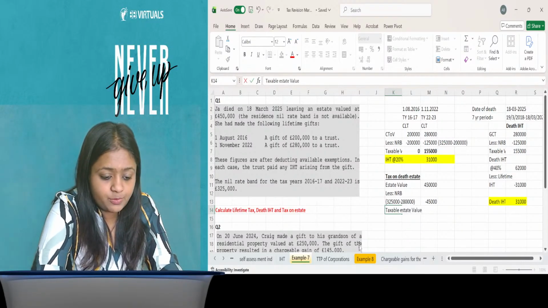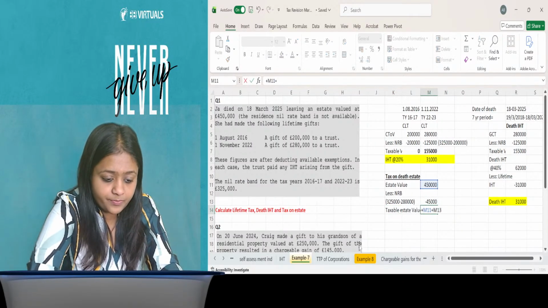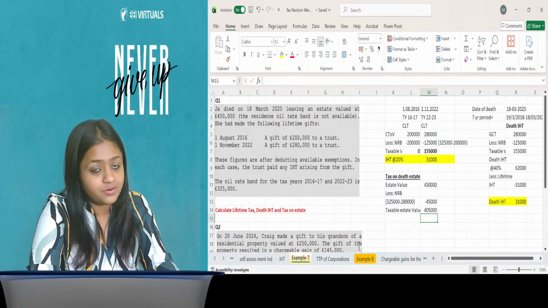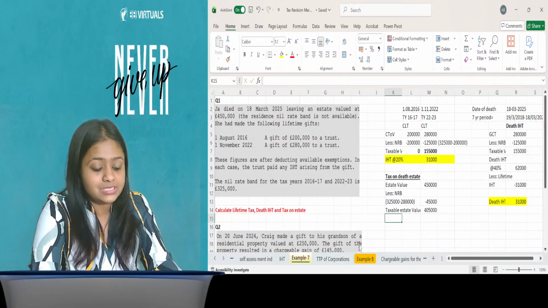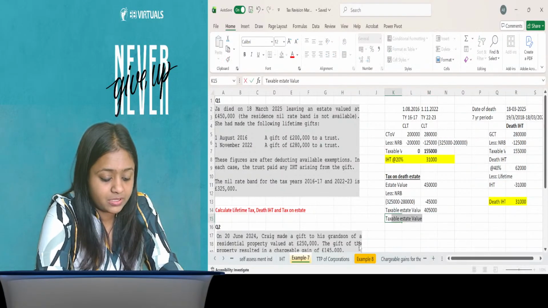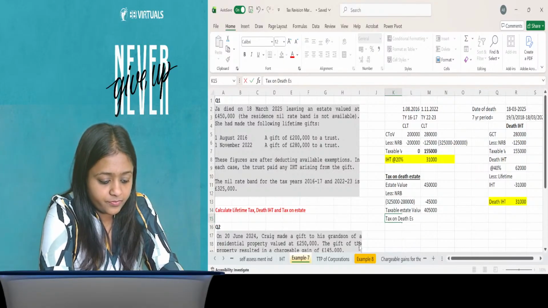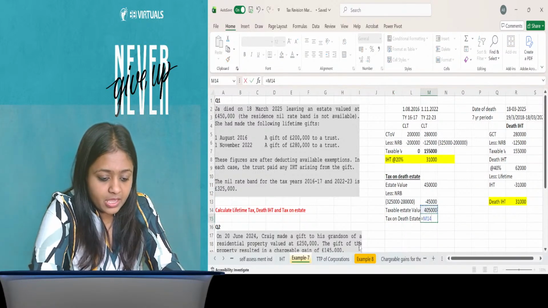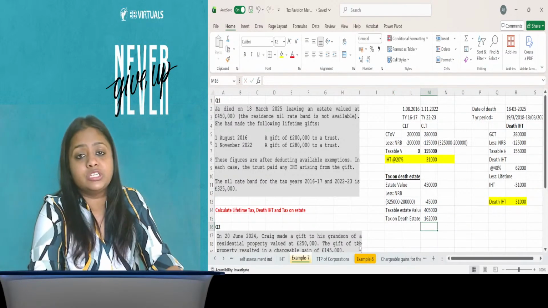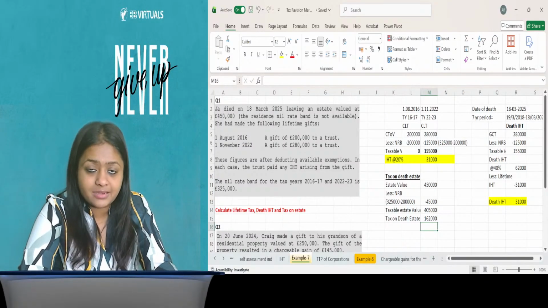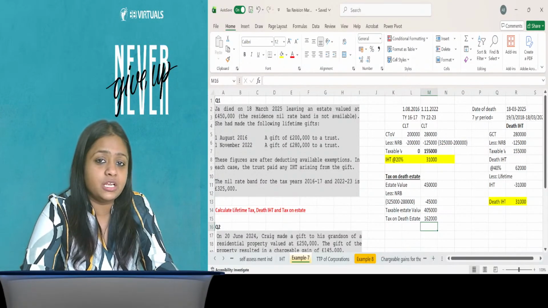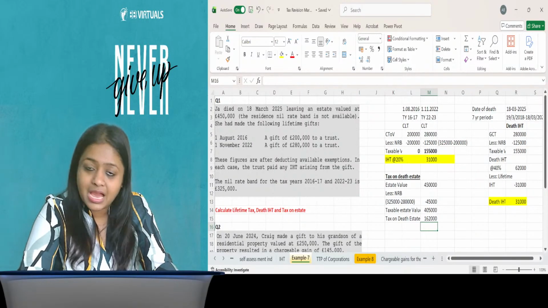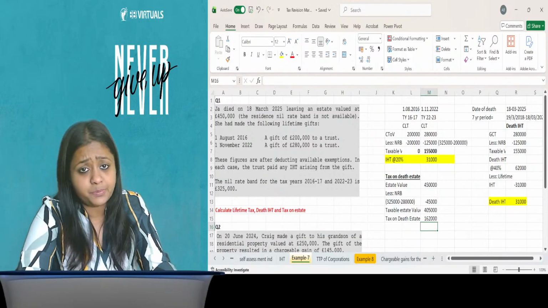So taxable estate value is 405,000. Okay, this is the taxable estate value. Clear? Now what you will do, just calculate death IHT, that is tax on death estate. So tax on death estate is this multiplied by 40%, which is 162,000. Done, clear, and it will be borne by the personal representatives of the donor, that is the deceased person. Personal representatives of the estate, that is what we typically call them.